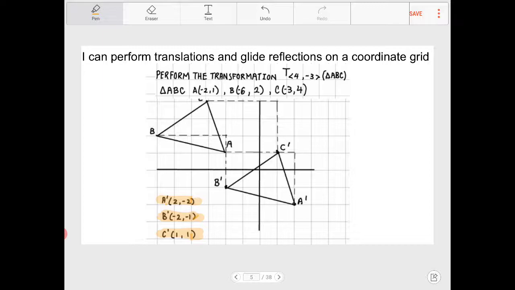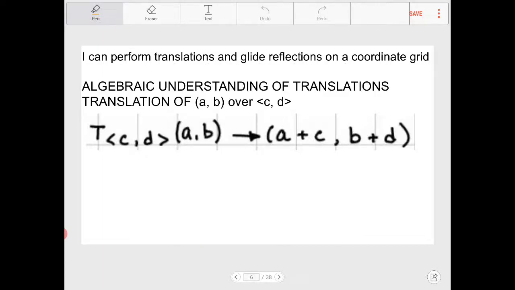Let's take a look at the next example. Or actually, before we do, it is important for us to talk about what's happening algebraically here. So this is the algebraic interpretation. This is the vector by which we are moving the object, and the object here is a coordinate. So we're taking the x coordinate and adding the x direction by which we're moving, and taking the y coordinate and adding the y direction. As a result, the transformation of coordinate (A, B) will become (A plus C, B plus D).